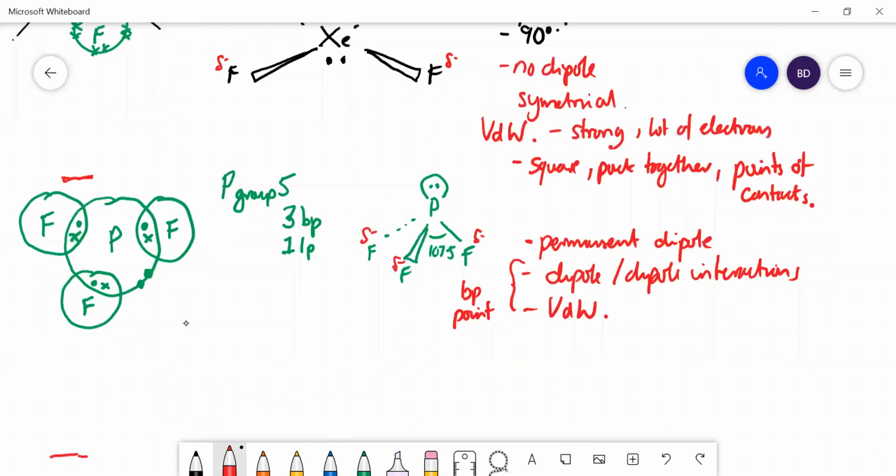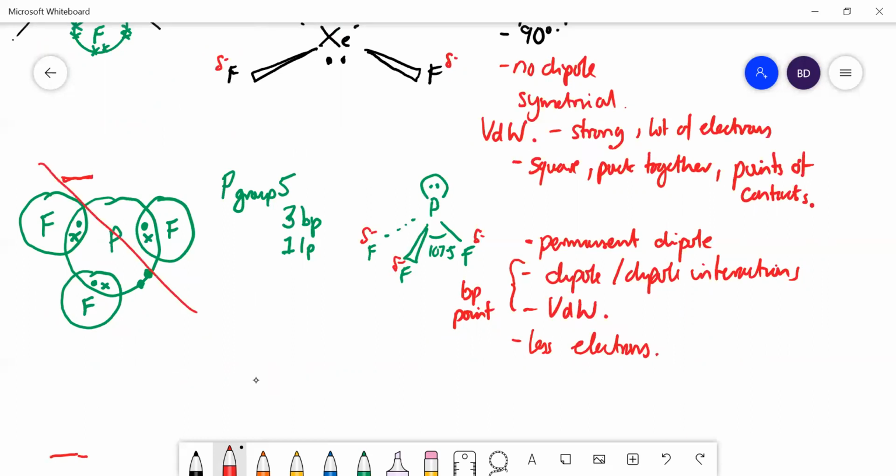Well, why is it weaker in this one? Phosphorus is a lot smaller atom than xenon. It's got a lot fewer electrons, and it's only got 3 fluorines, not 4. So you've got fewer electrons. It's got weaker van der Waals forces. Okay, so that is all you need to do. I think if you check the mark scheme, you'll get 6 marks if you got all of that down.